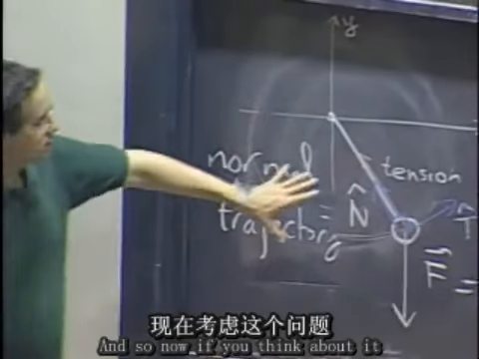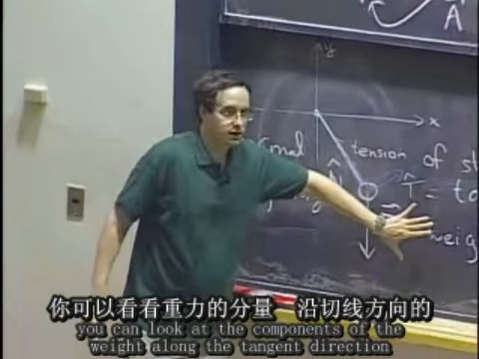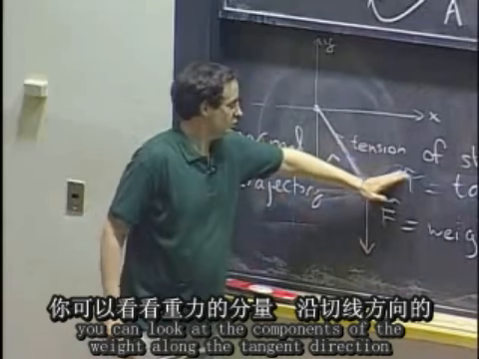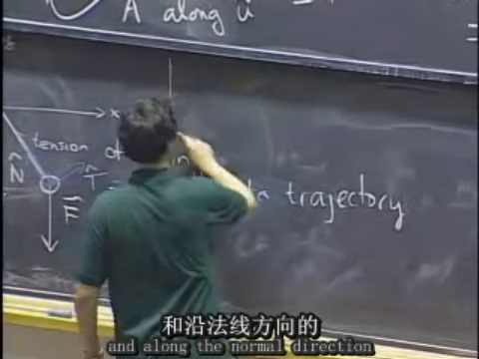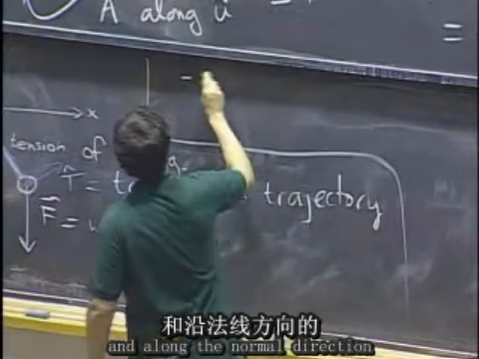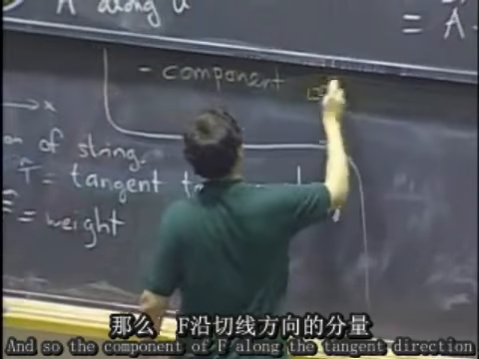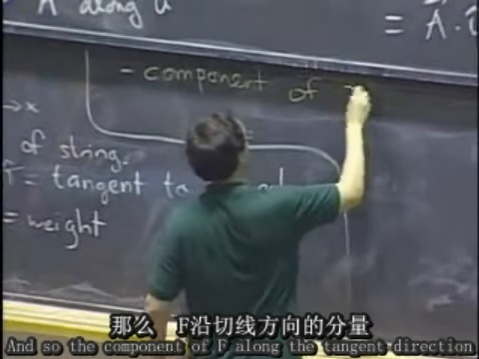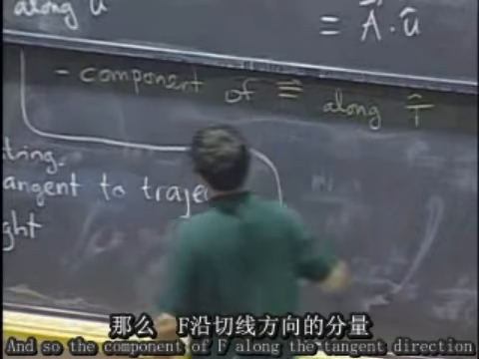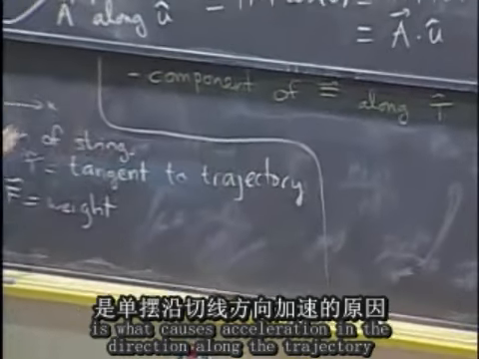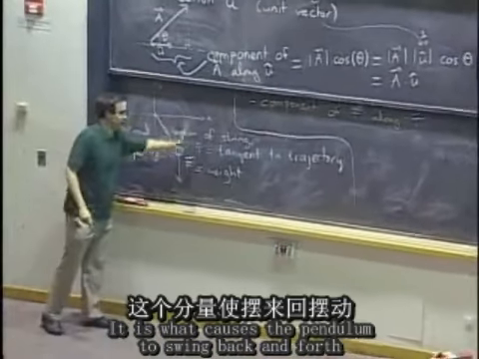And so now, if you think about it, you can look at the components of the weight along the tangent direction and along the normal direction. The component of F along the tangent direction is what causes acceleration in the direction along the trajectory. It's what causes the pendulum to swing back and forth.